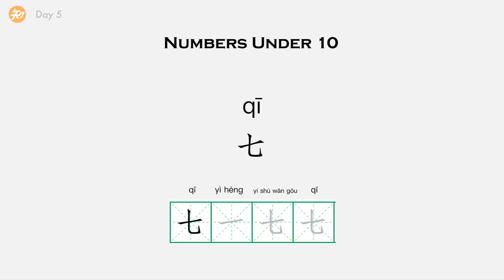The next one is 7, which is also simple. It's called 七. And the strokes order is here. Read after me. 七. One more time. 七.